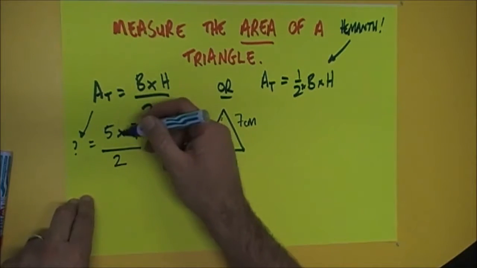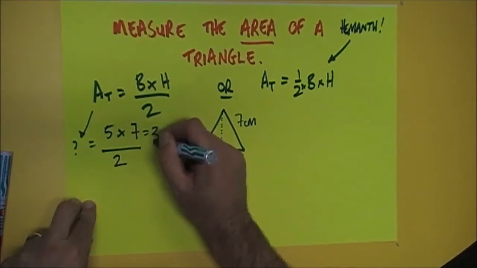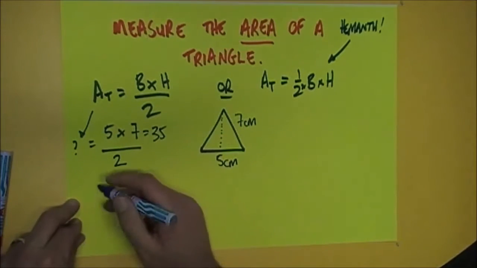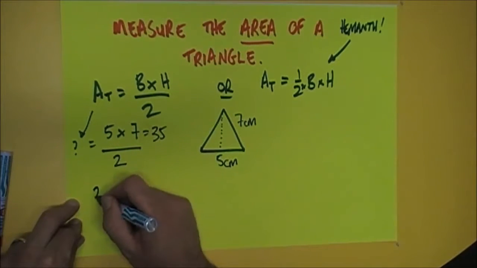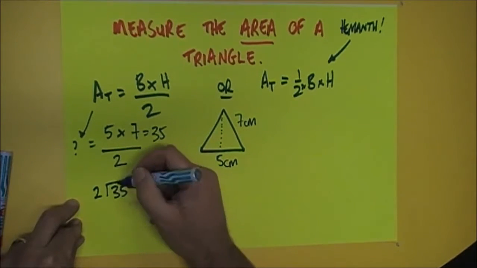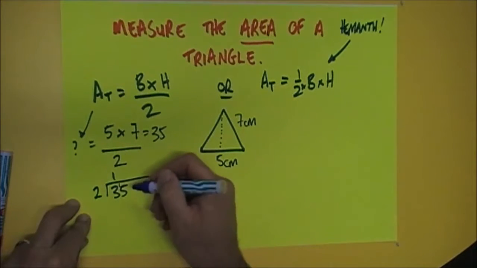So let's start out here first of all. Let's do the 5 by 7. 5 times 7 we know is 35. So now I have 35 divided by 2. I'm going to put down one of these. 2 into 3 goes only one time, and I would have one remainder.